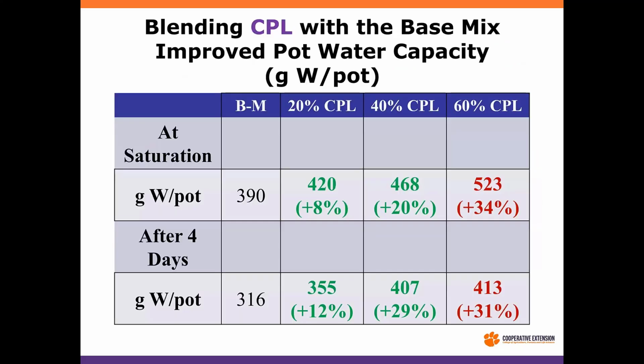And so 20, 40, and 60, basically at saturation, we went from 8 to 34% actual mass of water per pot. And after 4 days, we're still at 12 to 31%. We're hanging on to it pretty well. Putting a plant in is going to change some things, but with a simple media like this, I think we pretty much see what we need to.